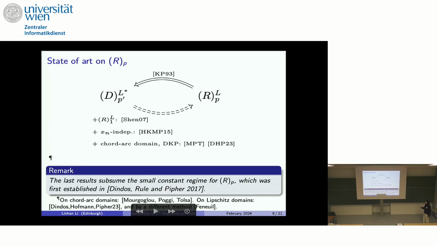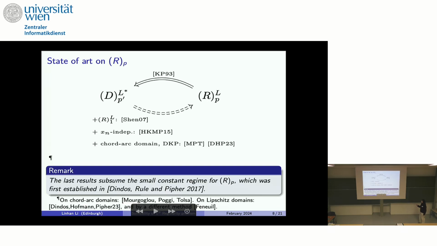So very recently, there's a big breakthrough in this area. People showed that in Lipschitz domains, and even more general, if you assume this DKP condition on the operator, then this direction also holds. So that VP prime implies RP. And this was independently obtained by two groups of people.